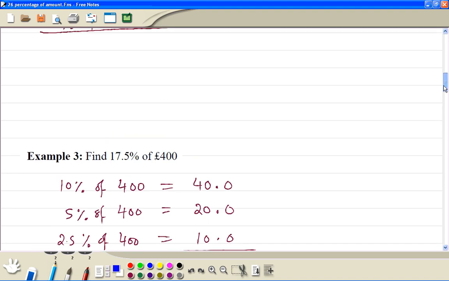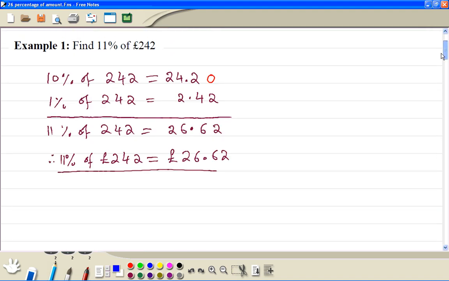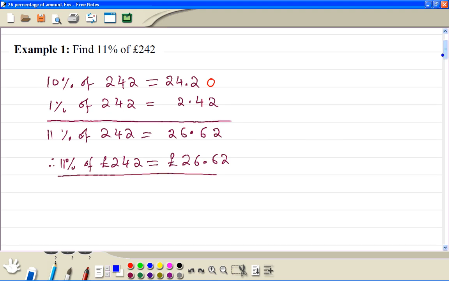This is method 1, or alternatively we could do these examples. So here 11% we write as a fraction, 11 out of 100. Then we multiply the amount 242 divided by 1.